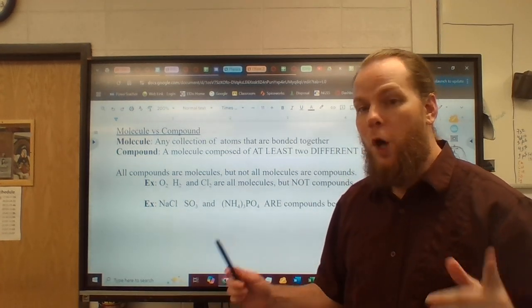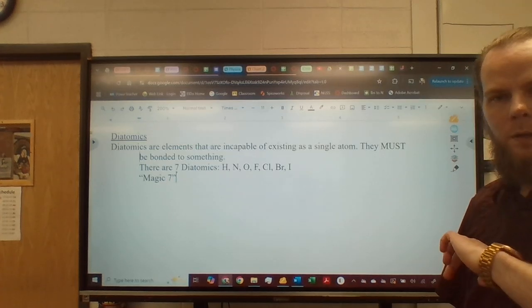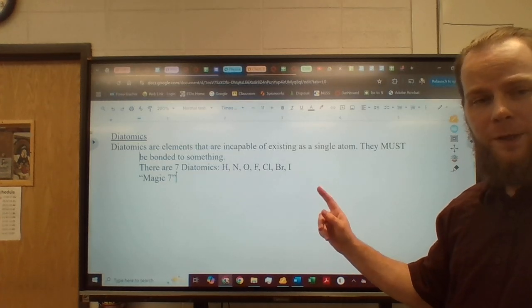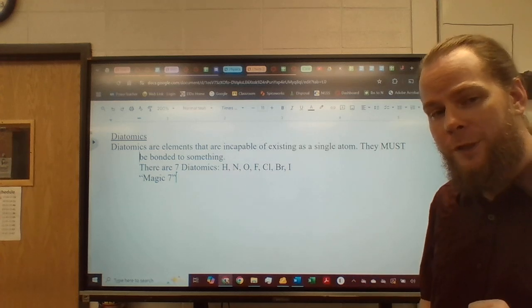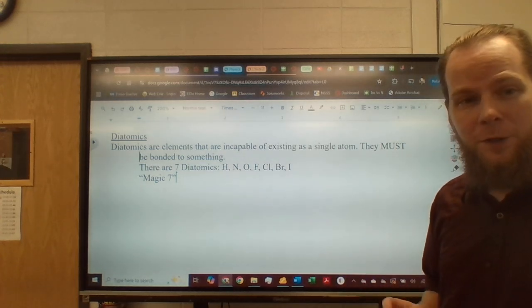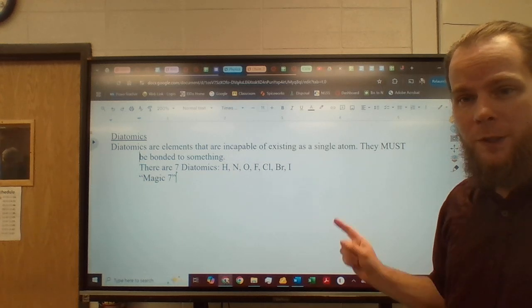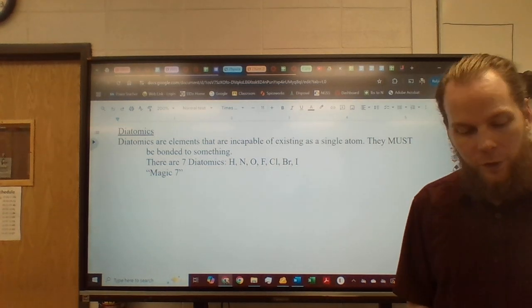And, diatomics. Let me pause this and get diatomics up. Okay, so I've added stuff for diatomics. So again, pause, jot this down. This is still part of the introduction. It's not technically part of molecules versus compounds, but it'd be better to get it done here rather than waiting. So jot these down.